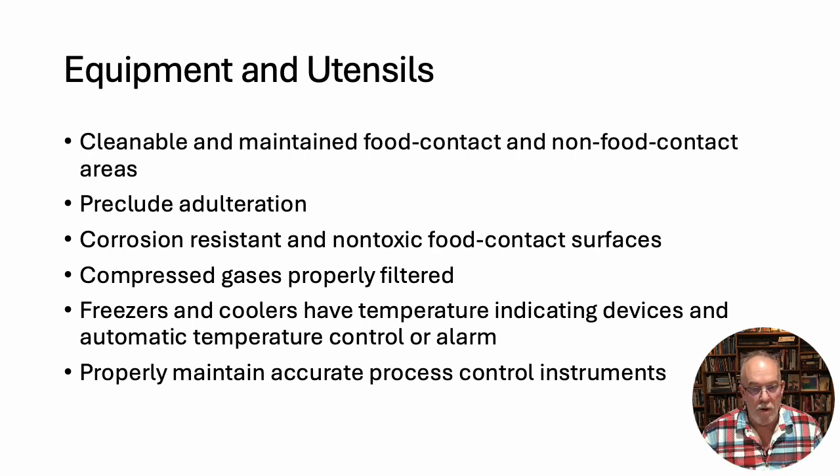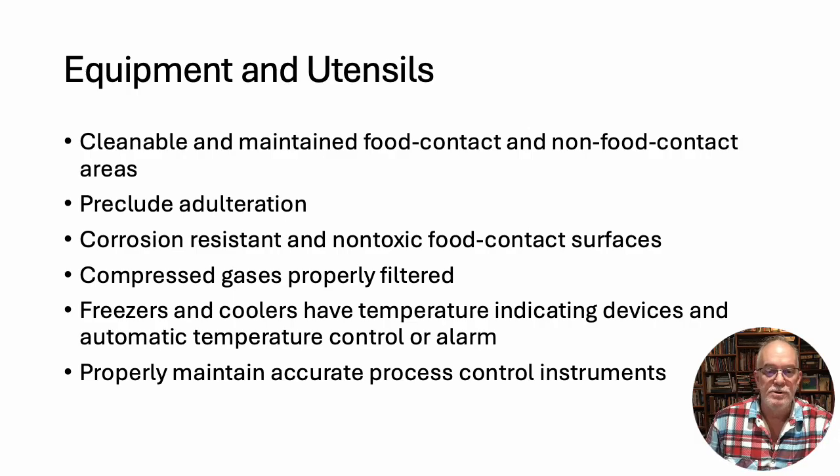So we need to make sure that all food contact and non-food contact surfaces are maintained, cleaned, and sanitized as necessary to prevent adulteration, right? To prevent cross-contamination and cross-contact. Don't forget, we've got cross-contamination, the transfer of microbial and chemical hazards. And then we've got cross-contact, which is specific to allergenic proteins, the transfer of allergenic proteins. So we want to make sure we're managing, cleaning, and sanitizing in a way to prevent those things. We want to make sure that our surfaces are non-absorbent and corrosion resistant. We want to make sure that if we're using gas or air, it's properly filtered.